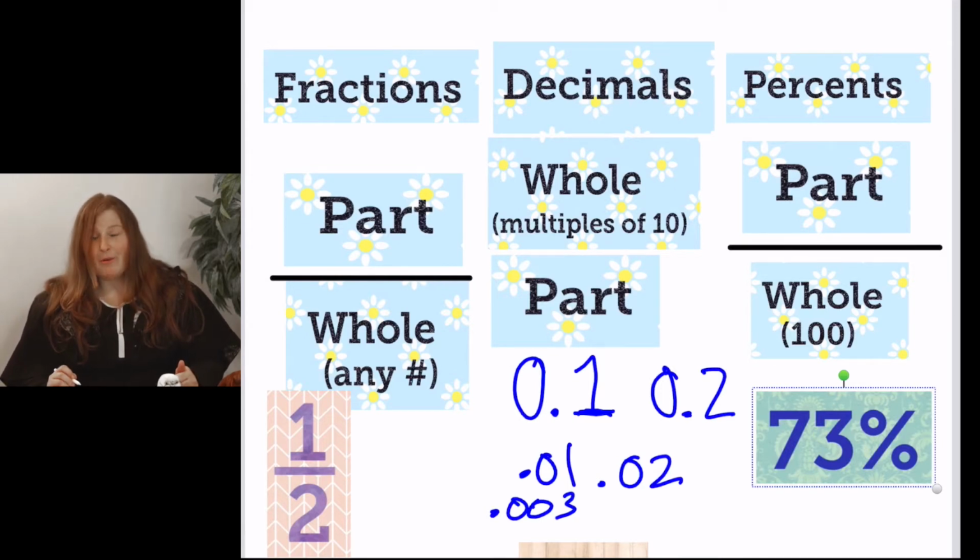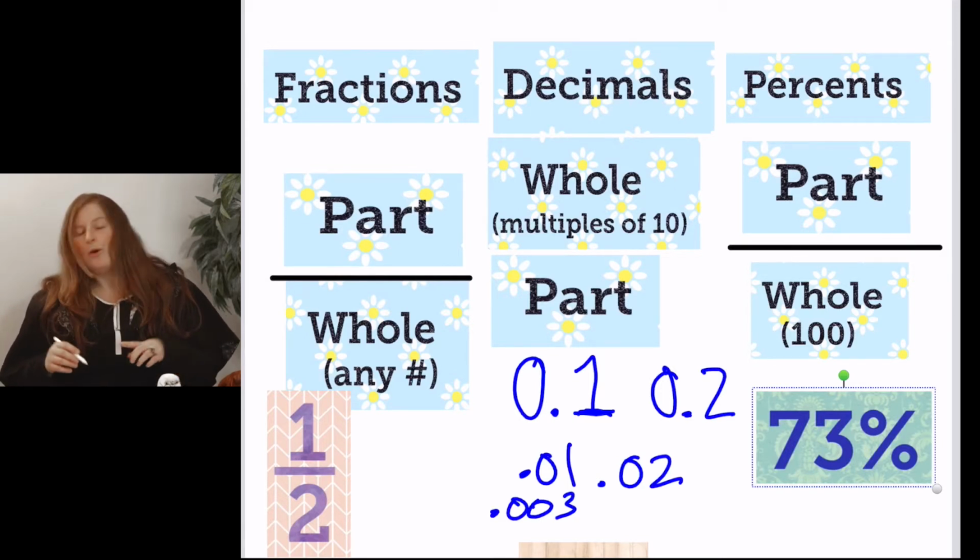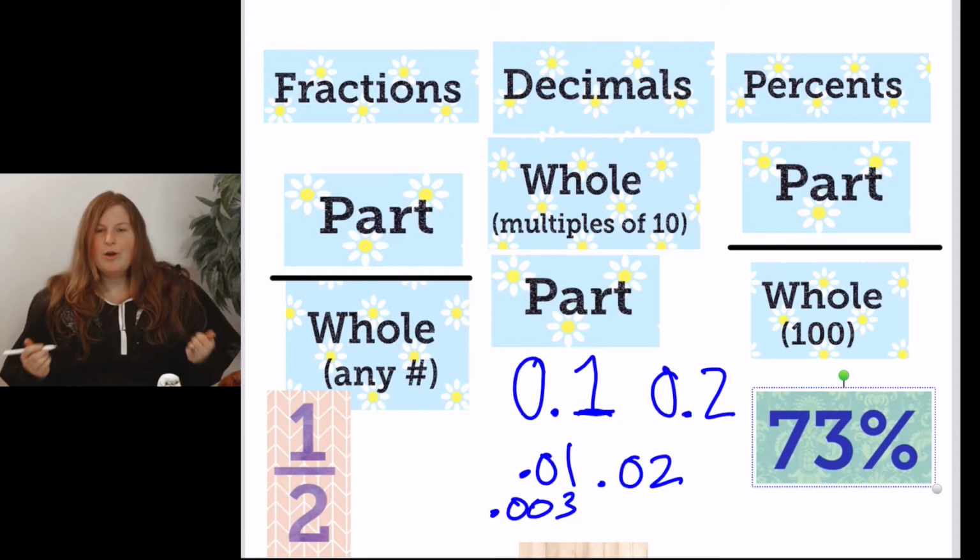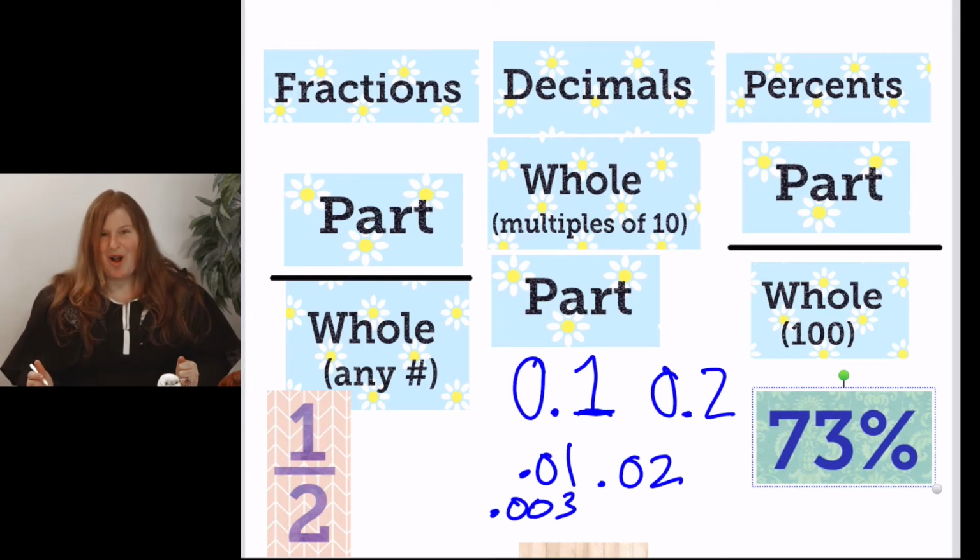So now we know that with fractions, decimals, and percents, we are all comparing parts to a whole. We just have different ways of annotating or writing them, and they have different meanings. So let's remember these as we jump forward to some example review problems.